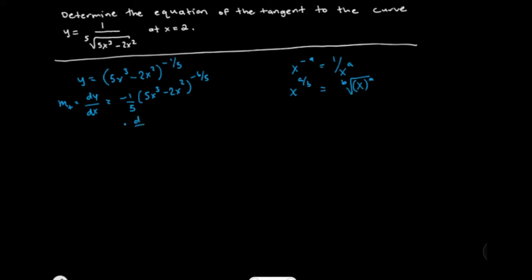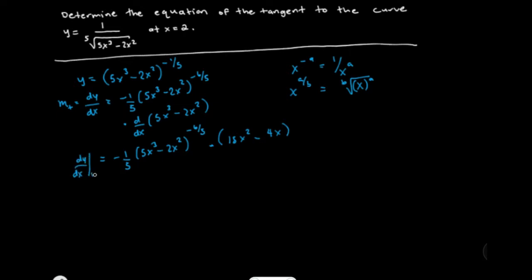And then you want to utilize the chain rule, where you do the derivative of the inside with respect to x. So you get 5x cubed minus 2x squared. When you do that, you basically will get negative 1 over 5 times (5x cubed minus 2x squared) to the power negative 6 over 5 times the derivative of this, which is going to give you 15x squared minus 4x.